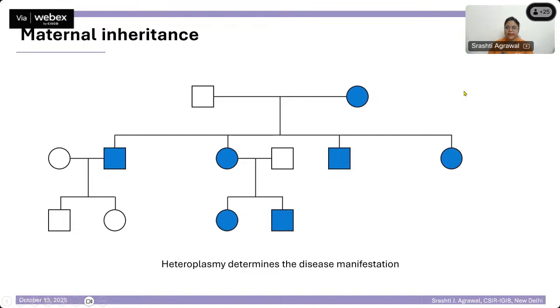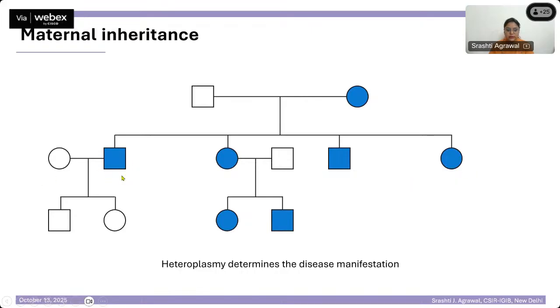Then we have maternal inheritance. Like I told you in the last class, mitochondria have their own genome, and this genome is only inherited from the mothers. So if there are deleterious mutations in the mothers, this might transfer in a specific fashion to the ovum, and then the progeny might manifest the disease depending upon the heteroplasmy. So in this pedigree, you can see that the mother is affected and she has the mutation, and therefore, depending upon how many affected mitochondria are transferred, the progeny would also be affected.